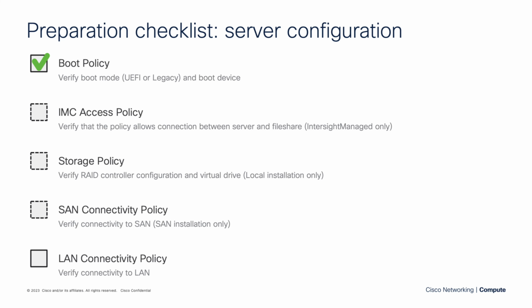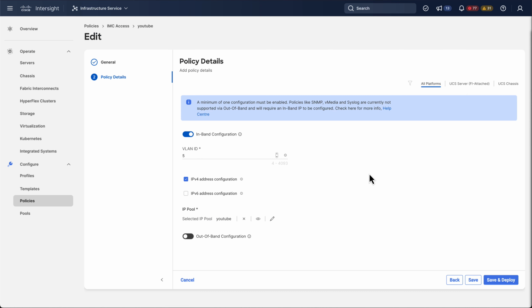We're not going to go into detail about all of these policy configurations. You can check out our other videos if you want to learn more about all the details of each policy. The next policy is the IMC access policy. This is only relevant for Intersight managed systems. Essentially, we need to configure how the management network can connect to the file share on which we have our images. Only in-band configurations are supported.